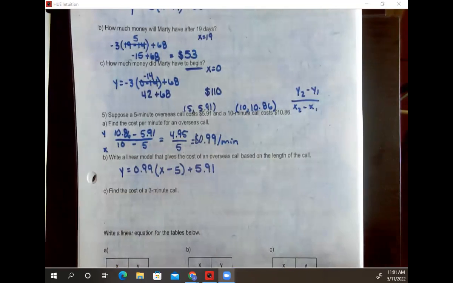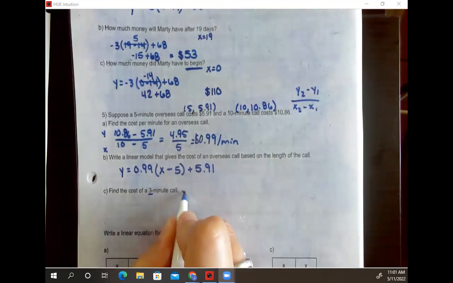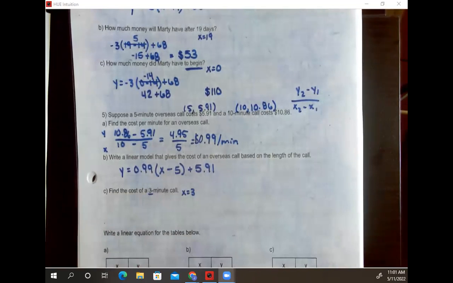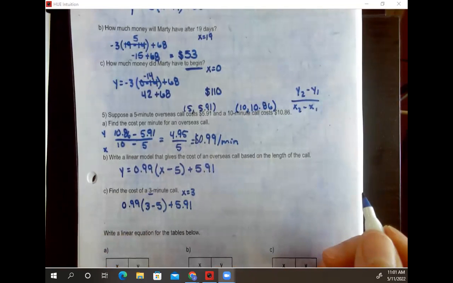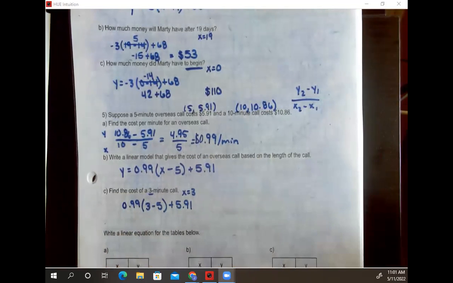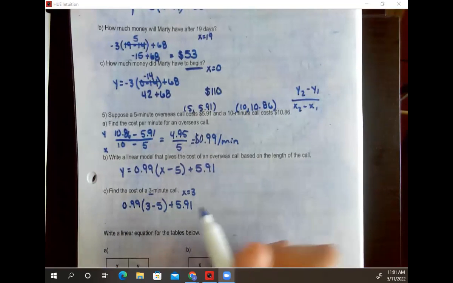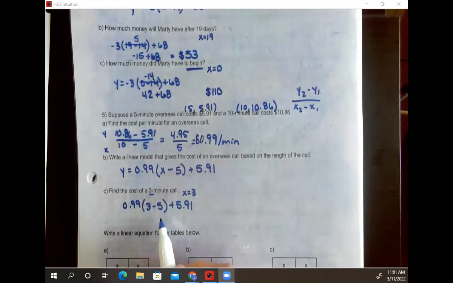Now for part C, we're going to find the cost of a 3-minute call. So that means I'm plugging in x equals 3. So this would be 0.99 times 3 minus 5 plus 591. Now, before I finish solving this, and this is one where you may have needed to use your calculator, and that's okay. Before I finish simplifying this, whatever answer I get, I expect it to be less than 591. Why do I expect it to be less than 591?